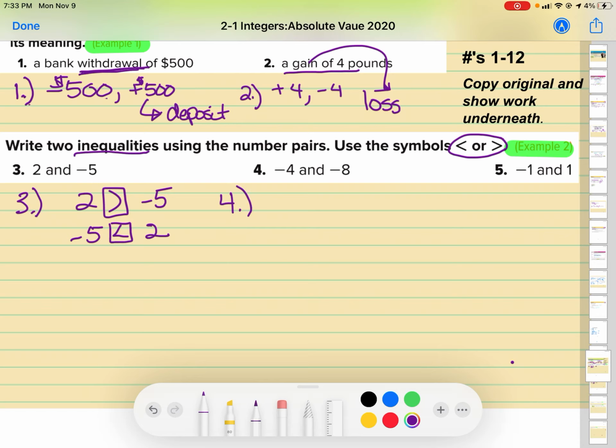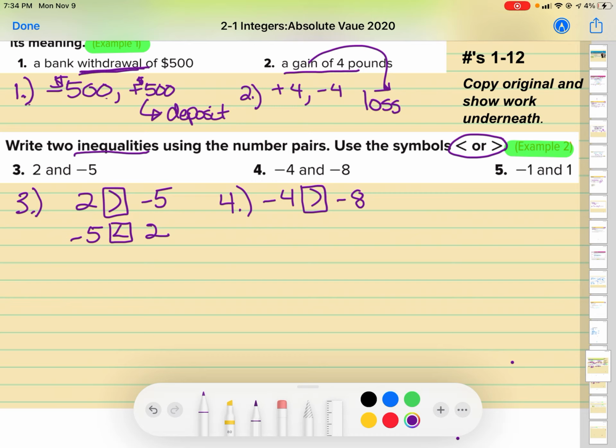For number 4. Okay, copying down negative 4, negative 8. These can be tricky because they're both negative numbers, but we want to think about that number line again. Which number is closer to 0? Negative 4. So negative 4 is greater than negative 8.